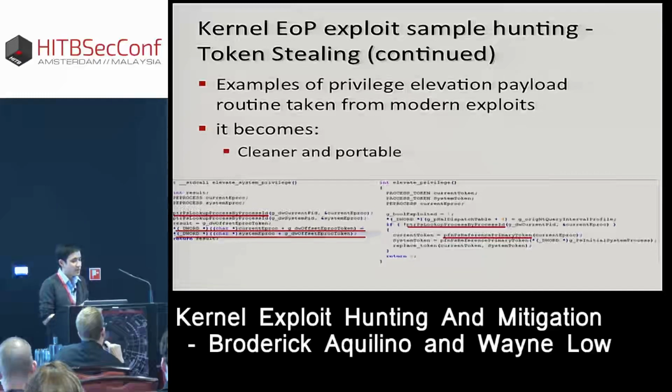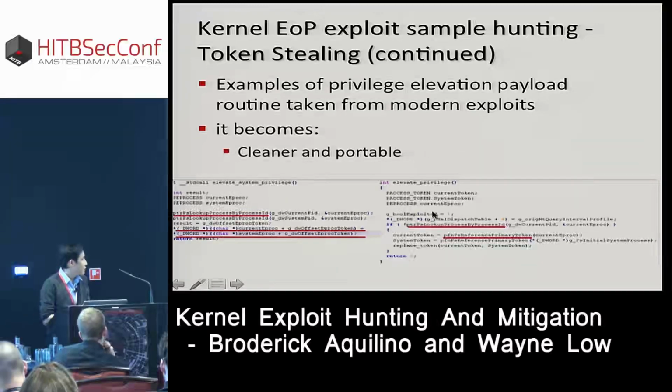Later, it will adjust the offset of the EPROCESS structure in order to get the token address, which is one of the fields from the EPROCESS structure. And usually the exploit writer would use a constant offset that supports different versions of the Windows OS.